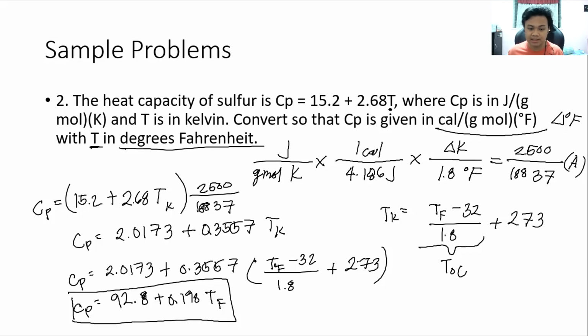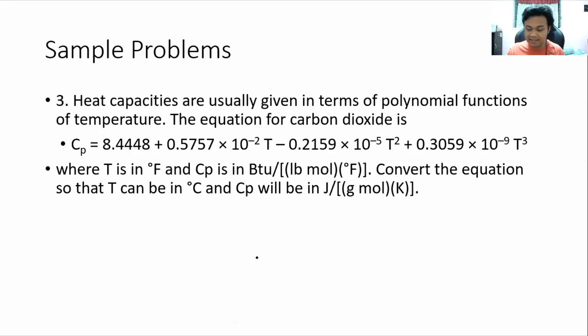So let's move on to the last problem. Heat capacities are usually given in terms of polynomial functions of temperature. The equation for carbon dioxide is, okay, this long equation, where T is in degrees Fahrenheit and Cp is in BTU per lb mole per degrees Fahrenheit. So convert the equation so that T can be in degrees Celsius and Cp will be in joules per gram mole per Kelvin.